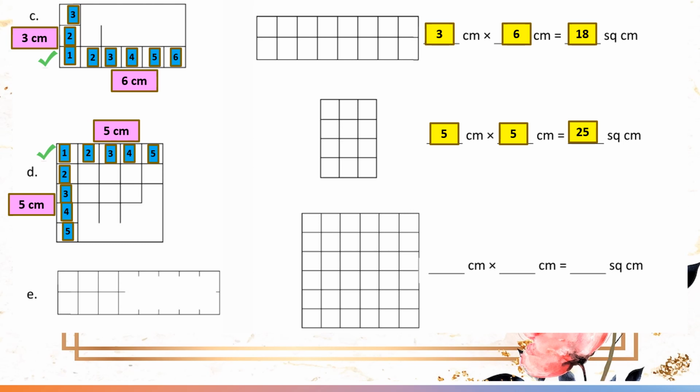Now let's move on to letter E. Letter E looks like it could be difficult, but it's not, because we see enough of our square units, right, that we can count them and make them out. But let's go ahead and get started so that you can see what I'm talking about. All right, we're going to go ahead and do the length first. 1, 2. So our length is 2 centimeters.